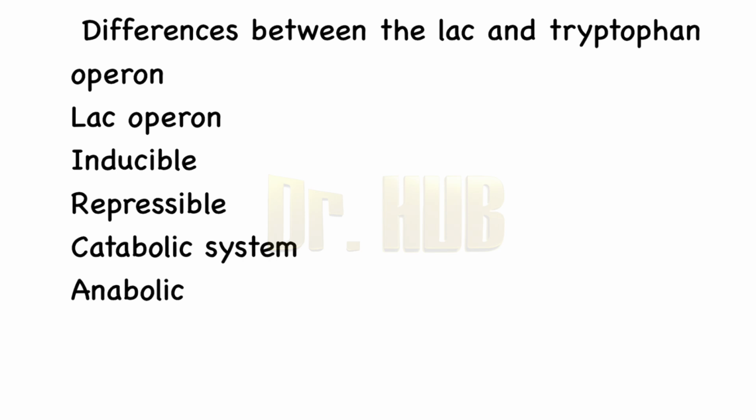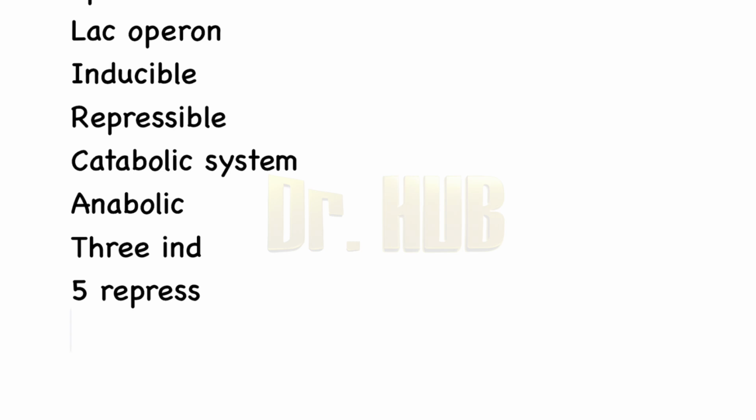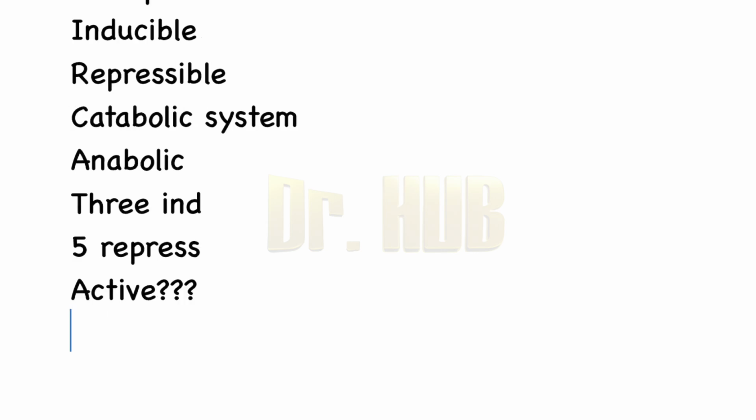Then, the LAC operon produces 3 inducible enzymes, and on the other hand, tryptophan produces 5 repressible enzymes. Then comes the repressor protein. It is active in the case of the LAC operon, and in the case of tryptophan, it is inactive.